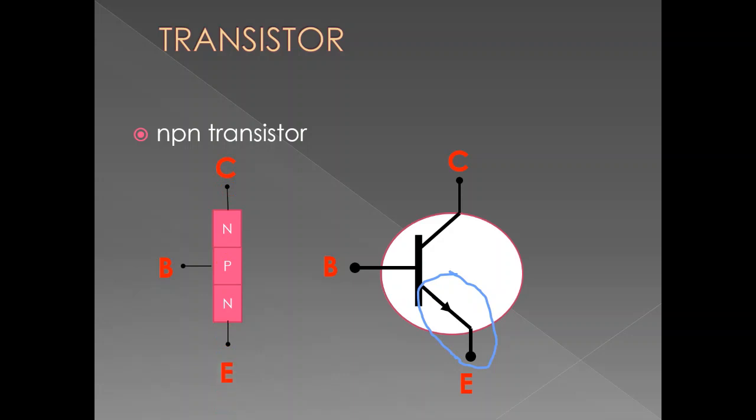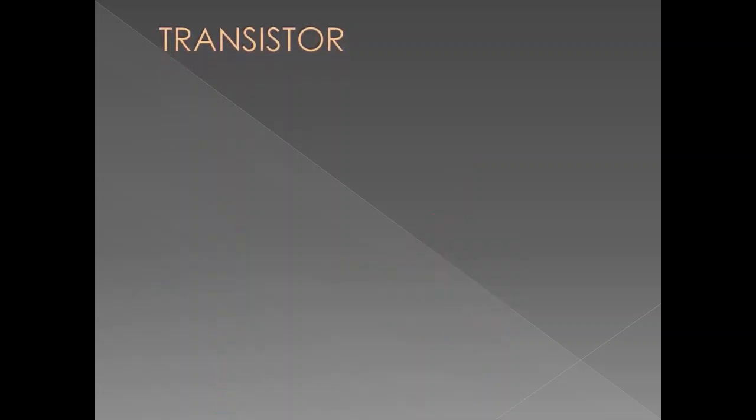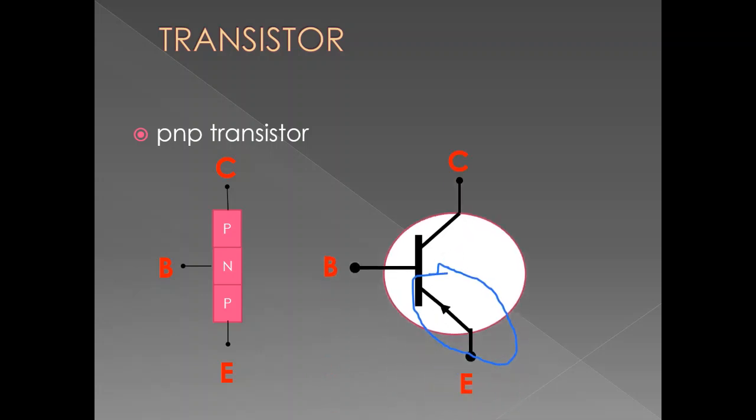Likewise for the PNP transistor. Here's the structure. Notice the difference between PNP and NPN transistor. For the PNP, the arrow is pointed upward, meaning that the current flows from bottom up. And for NPN, the arrow is pointed downward, so the current flows downward. That is the difference in the symbol.